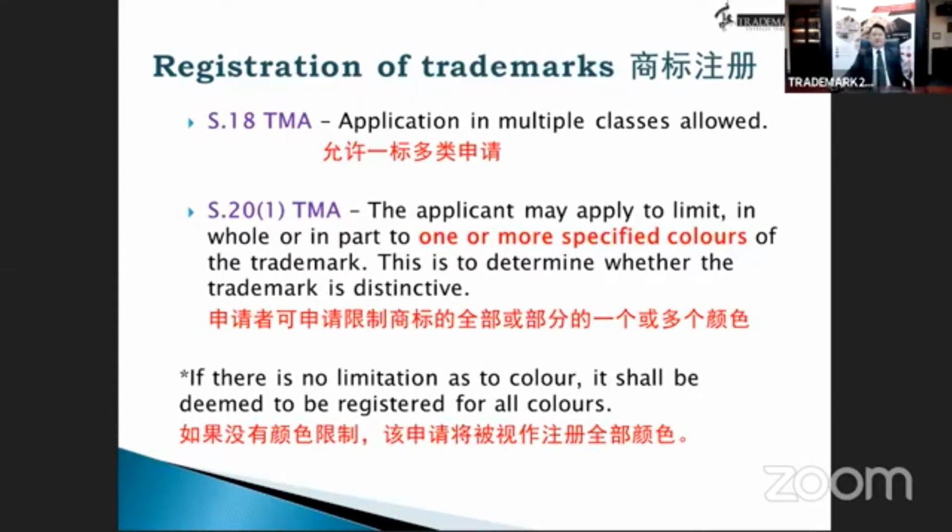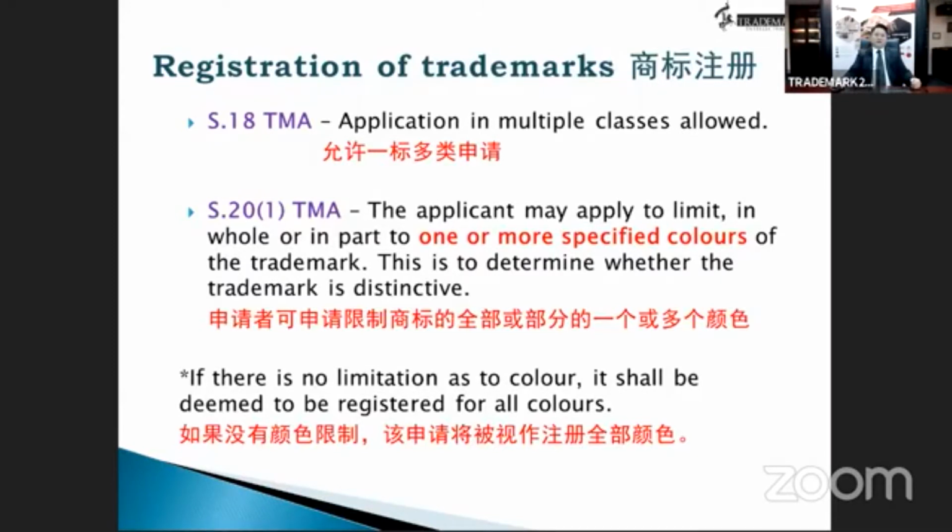In this new section 18, you don't need to do that. We can just file in one application with many classes. However, the governments will still charge, not the same, they will charge separately for each and every class. Meaning that if let's say I charge you 100 for one class, if you file for 5 classes, you have to pay me 500, okay?